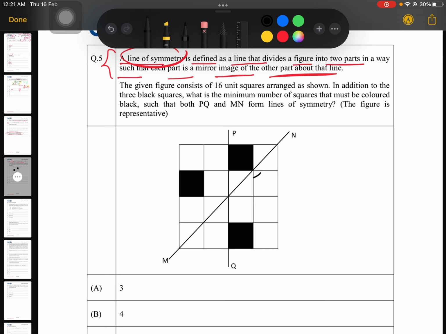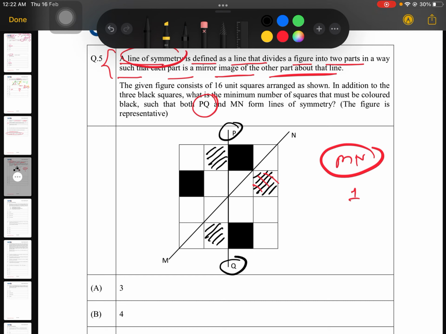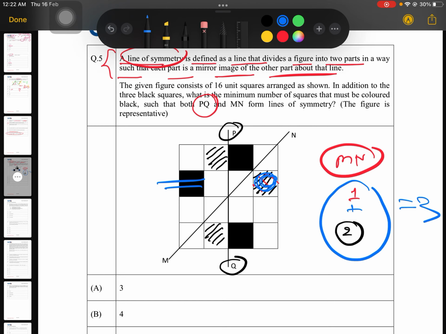The point is, if you shade this region, then you can see this one is already symmetry, because this and this are exactly the same. I hope you understand what I'm trying to say, right? Not only that, if you do this shading, then this and this will also become symmetry. So to make MN a symmetrical line, you need one more square. After that, to make PQ a symmetrical line, if you shade this region and this region, correct? I hope it's going well. For the PQ line you need 2 extra, because this one is already coming with respect to this one. So 1 plus 2, total 3. I hope you understood.